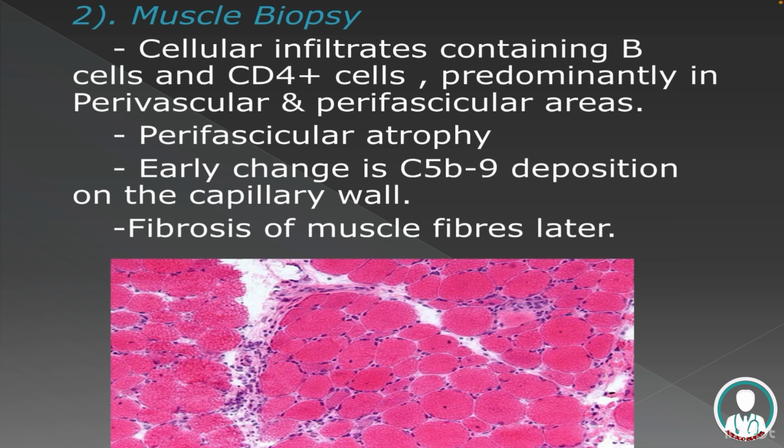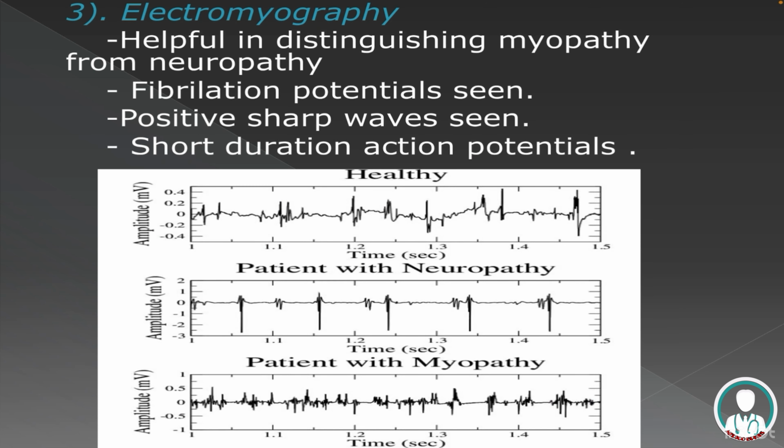Muscle biopsy shows cellular infiltrate containing B cells and CD4 plus cells, predominantly in the perivascular and perifascicular areas. There is perifascicular atrophy, and there is deposition of the MAC complex, that is C5b9, on the capillary wall. Fibrosis of muscle fibers are the later findings. Electromyography is helpful in distinguishing the myopathy from neuropathy. Fibrillation potentials and positive sharp waves are seen, and the duration of the action potential is short.